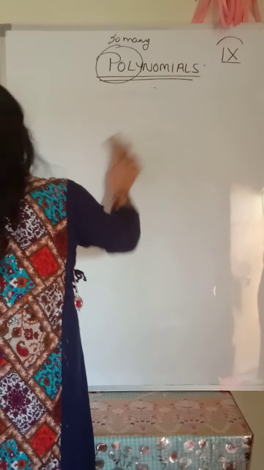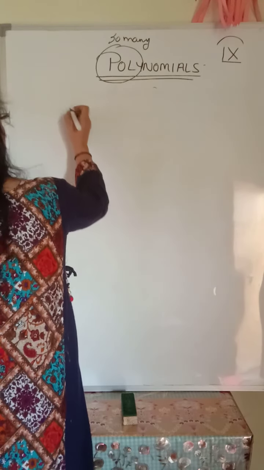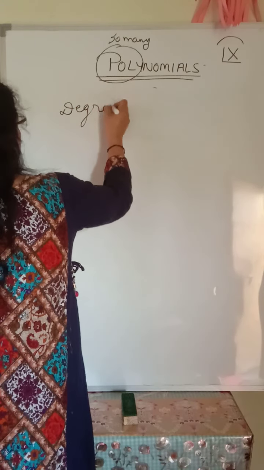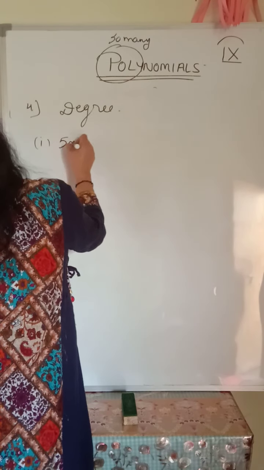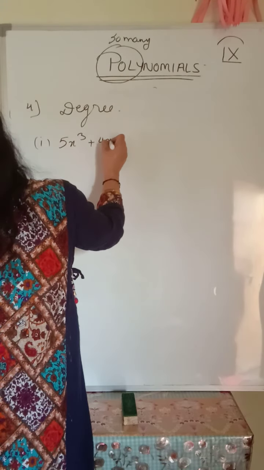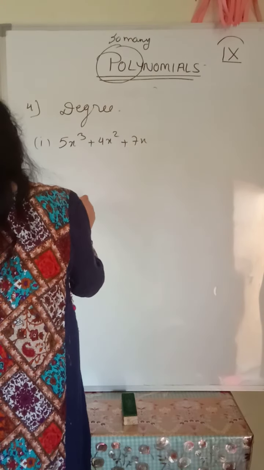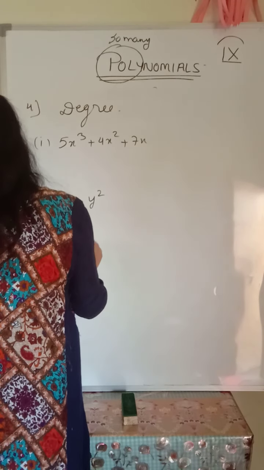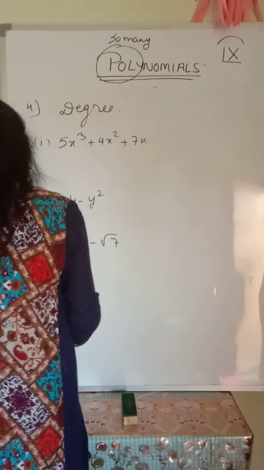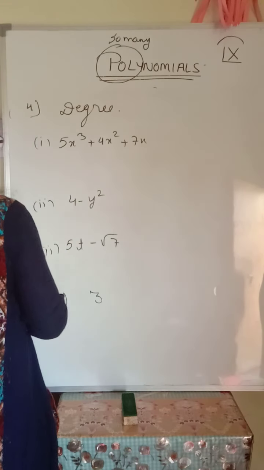Come to question number 4. Write the degree of each of the polynomials. You have to write the degree. First part is 5x cube plus 4x square plus 7x. Second part is 4 minus y square. Third part is 5t minus root 7. And fourth part is 3. You have to write the degree of each polynomial.